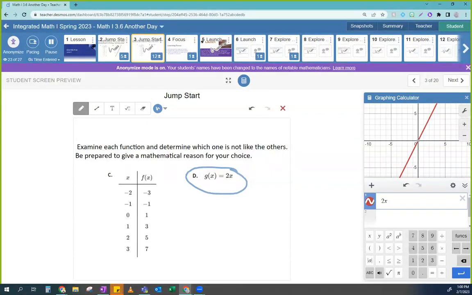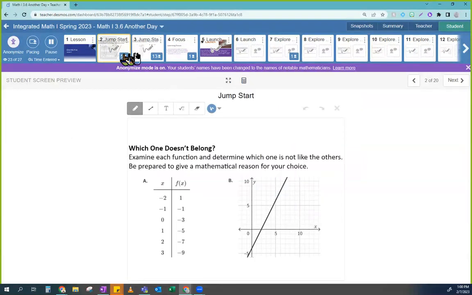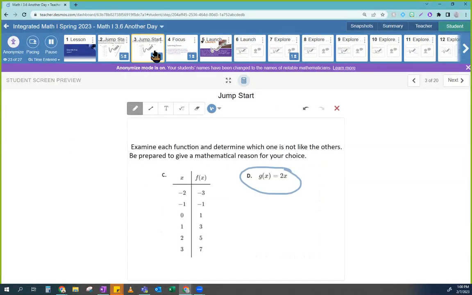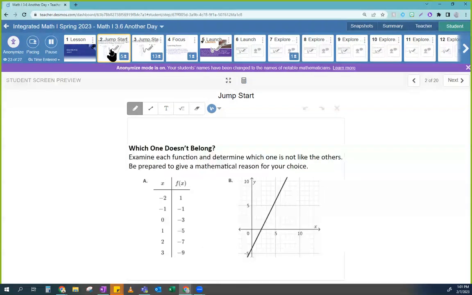All right. Someone said, hey, Miss Johnson, D's different because this is the only one out of all four that gives you the equation of that line, right? Someone else said this is the only one that's graphed. I can go on, right?